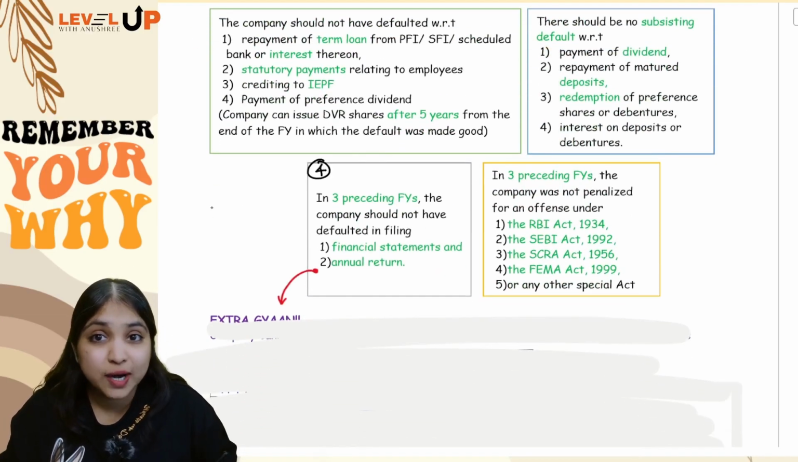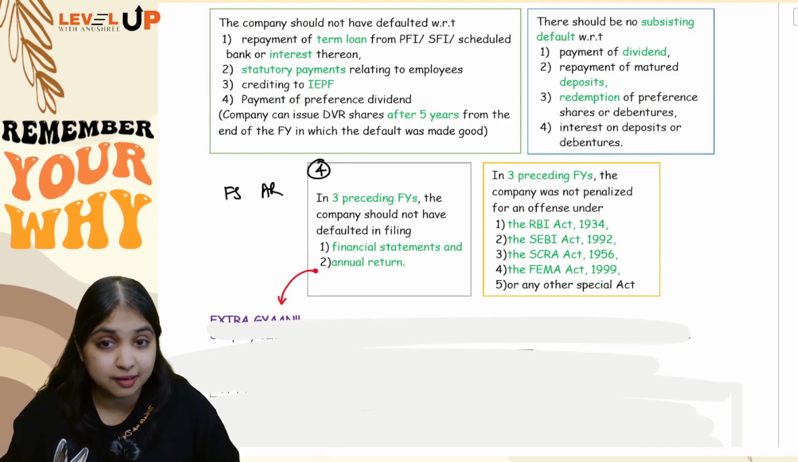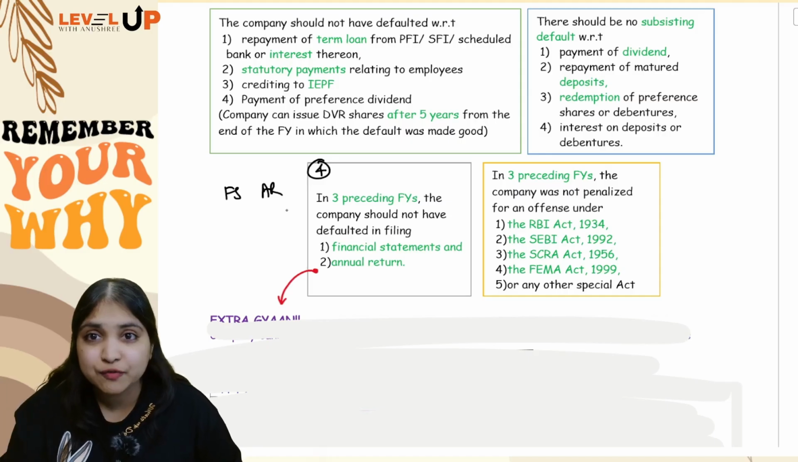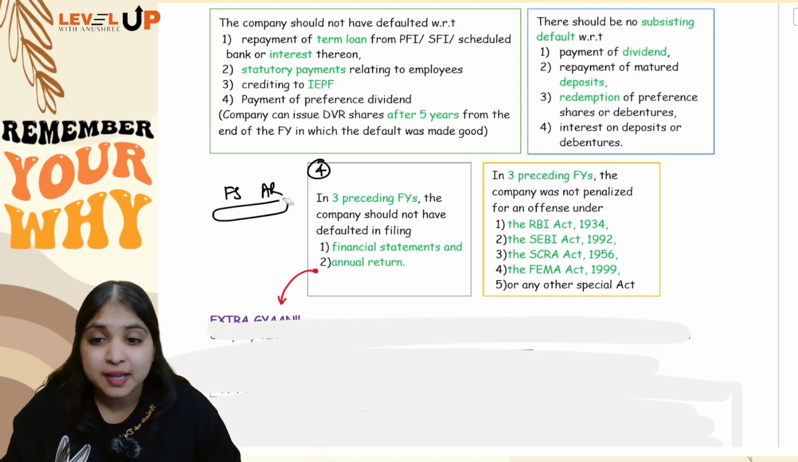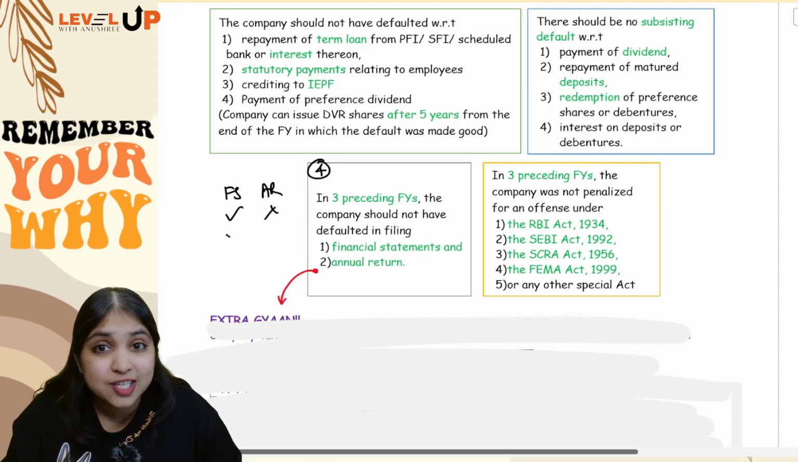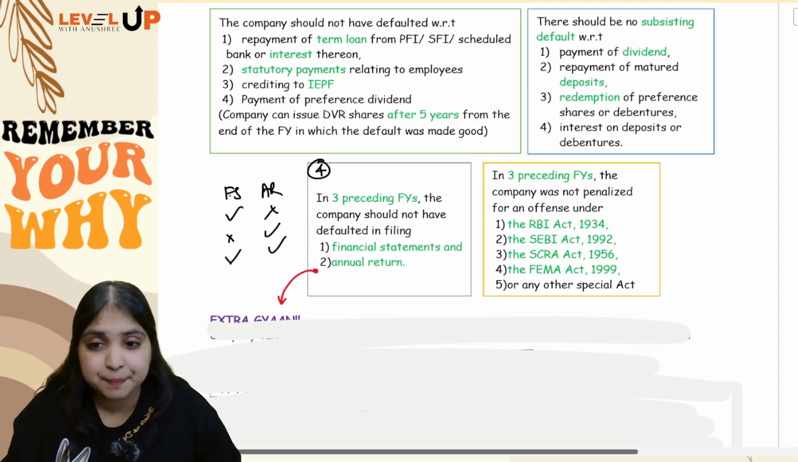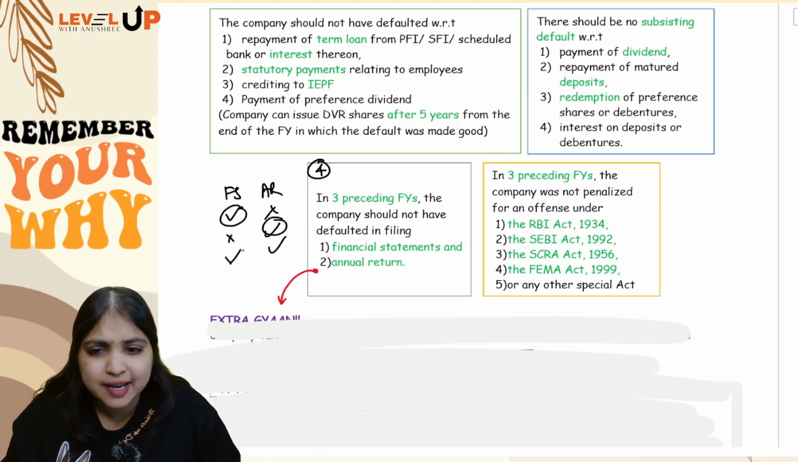We said that we will look at the last 3 years. In the last 3 years, financial statement, annual return: in each of the 3 years, at least one has to be filed, guys. Like for example, in this case, at least one is filed in each year, guys.